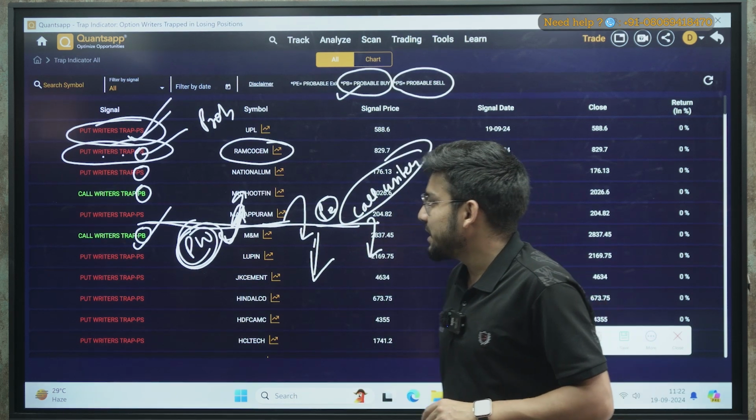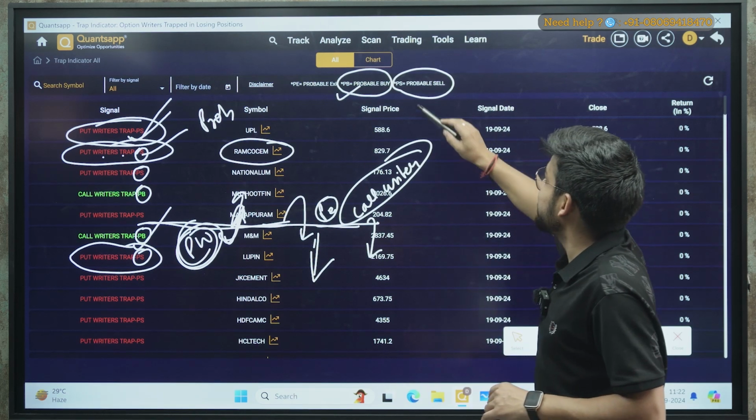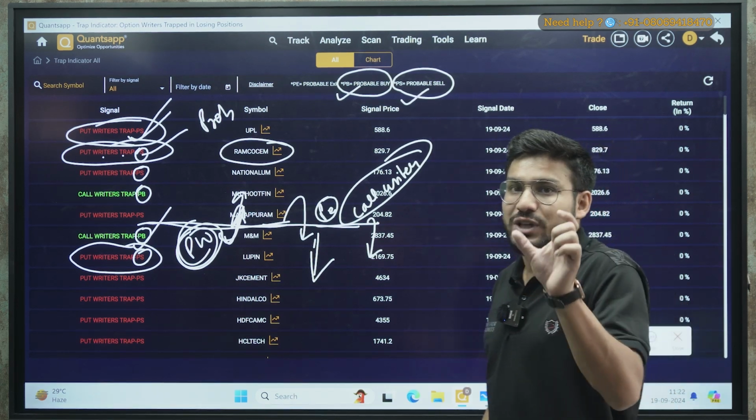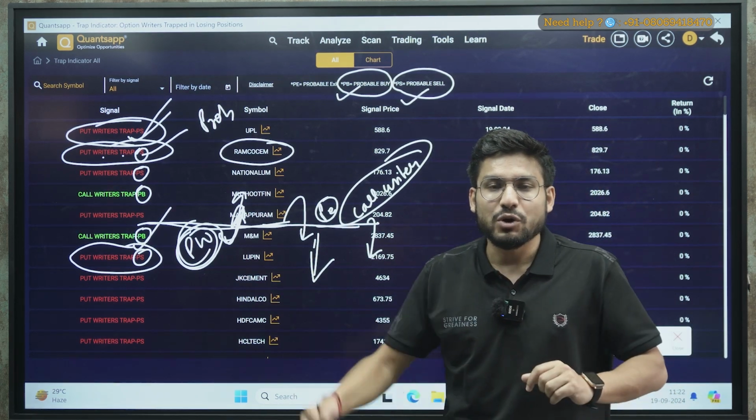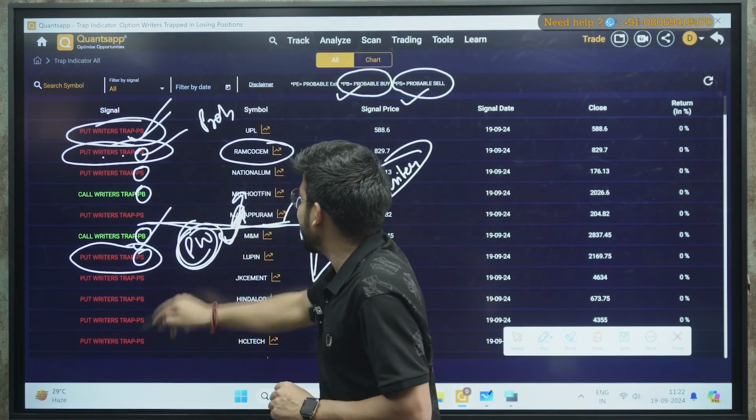Whenever there is a put writer trap, at that time PS is written here. PS means probable sell. It means you can go for selling from that particular position because the market will now be in a bearish direction. This is how you will get the indication.